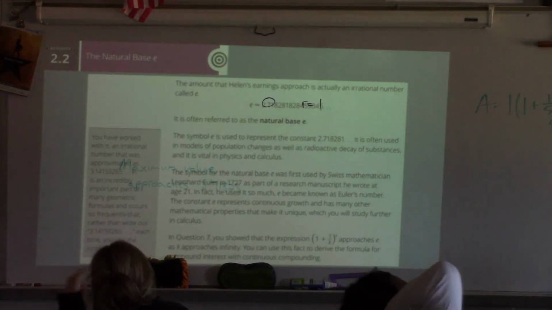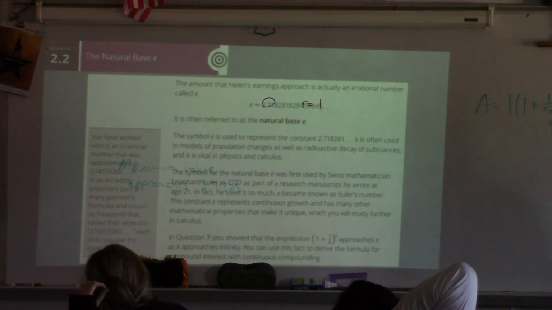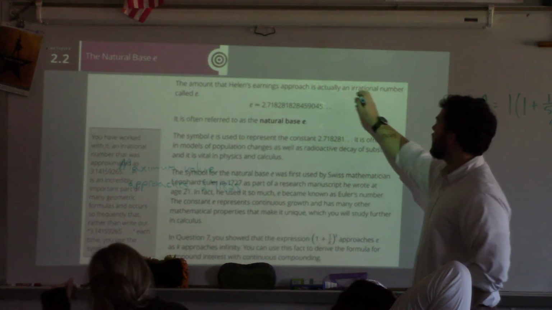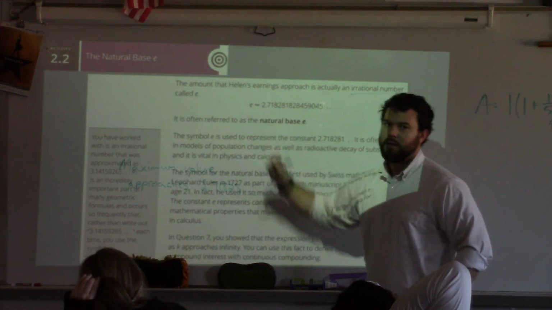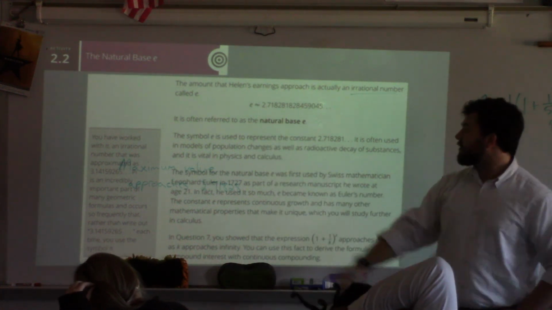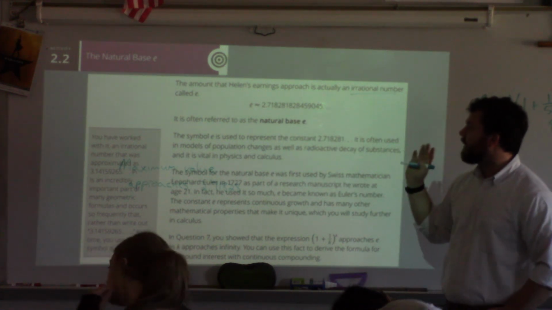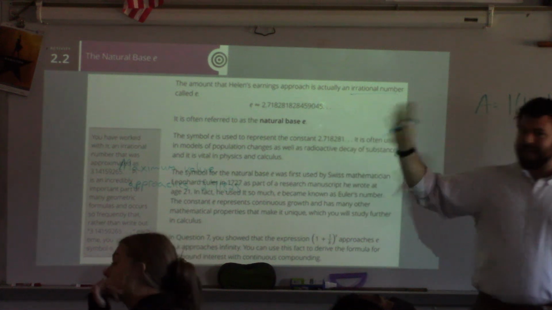So this number here, right? The amount of Helen's earnings approach is actually an irrational number called E. That number E, being 2.71828, 1828, 459, that irrational number is named E.